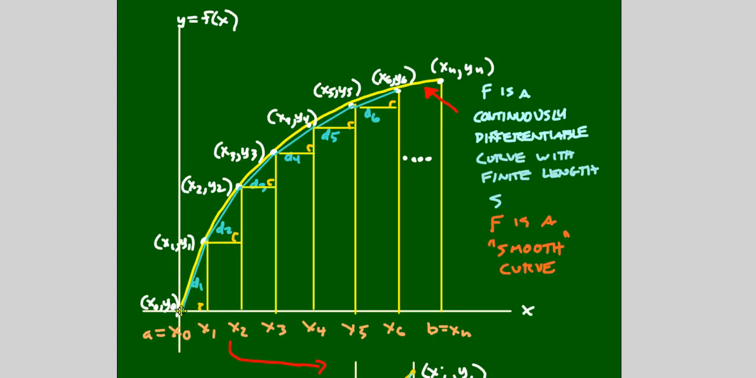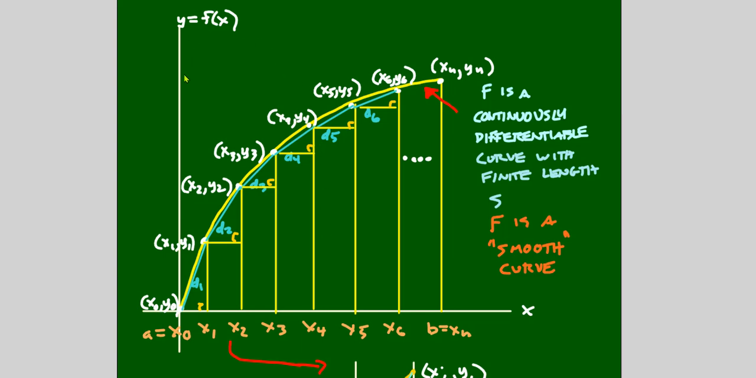So here is a curve that goes from A to B. We call the arc length of this curve S. F, the way it's been drawn, is a continuously differentiable curve with finite length S. So everywhere it's continuous, there are no breaks in the curve, and everywhere a derivative exists on the open interval A to B.